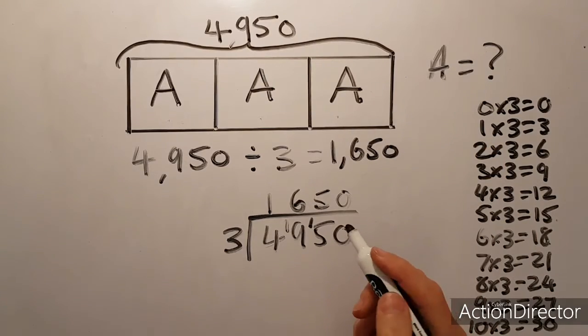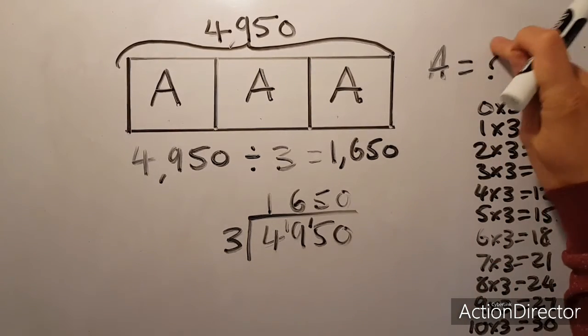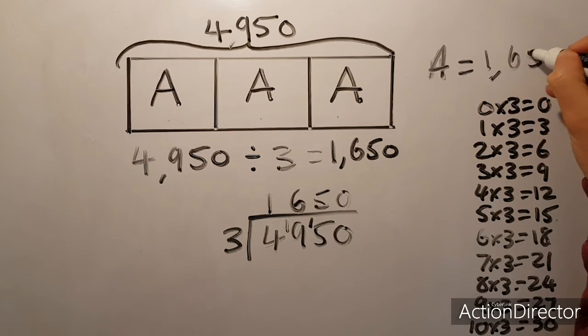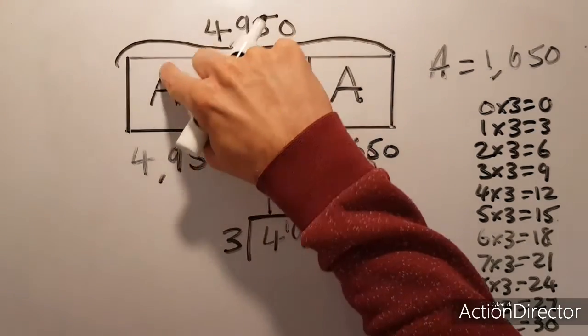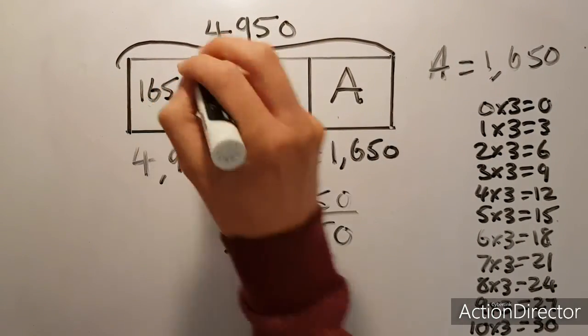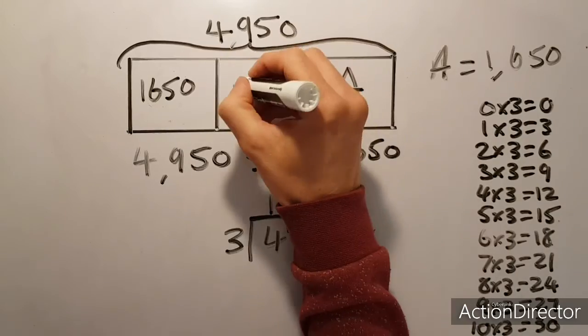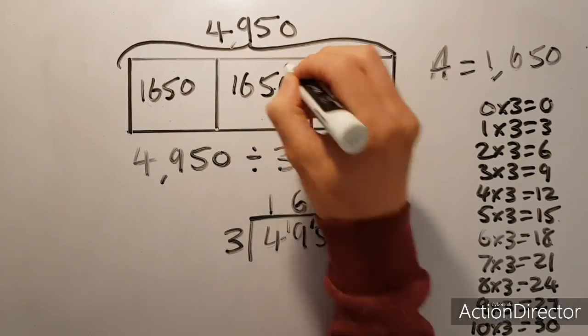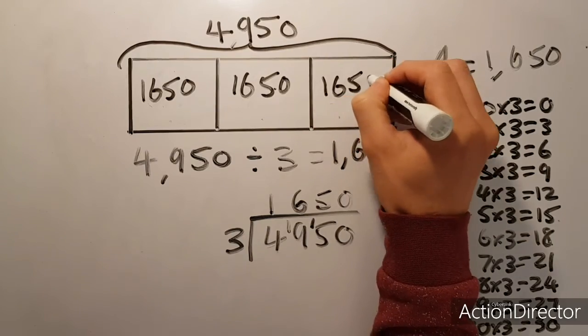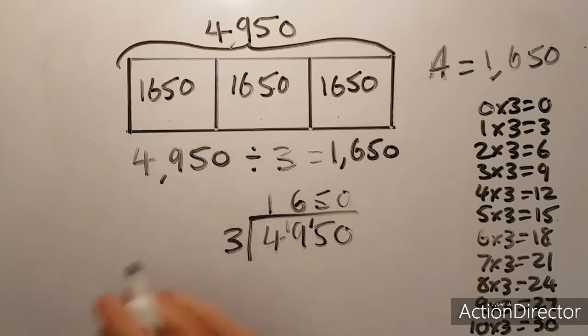Therefore, that means that A equals 1,650. So each part is 1,650, 1,650, and of course, 1,650.